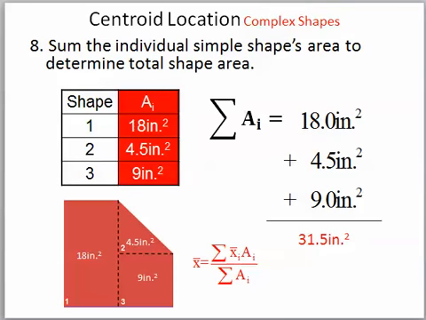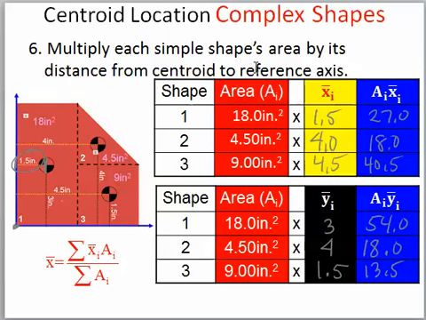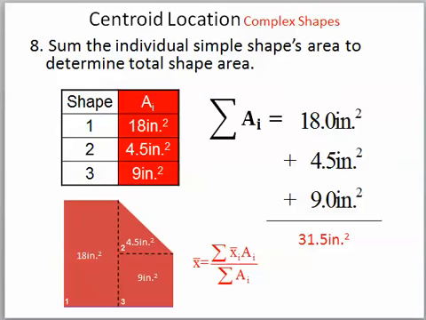Sum the individual simple shapes' area to determine the total shape area. So again, down here at the bottom, we've got to add up this first column, because that's the bottom part of the equation. The bottom part is we have to find the total sum of the area, and that's what we're doing here. We're taking these and adding them up.